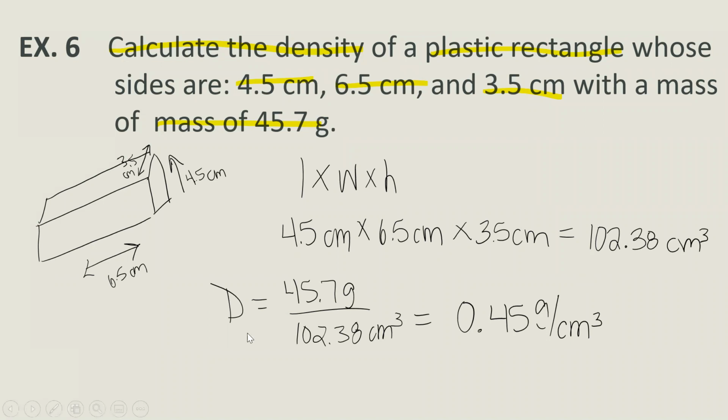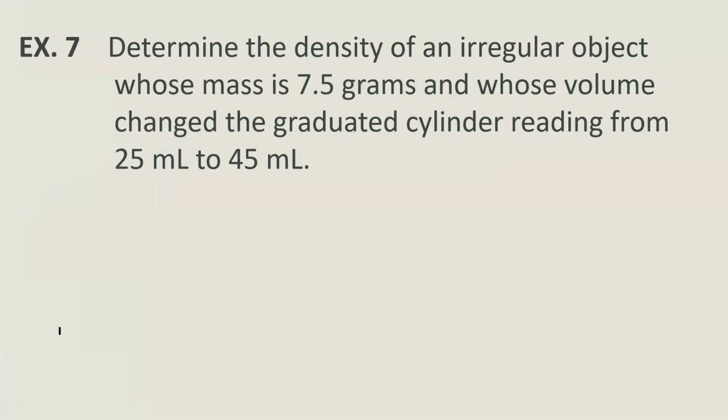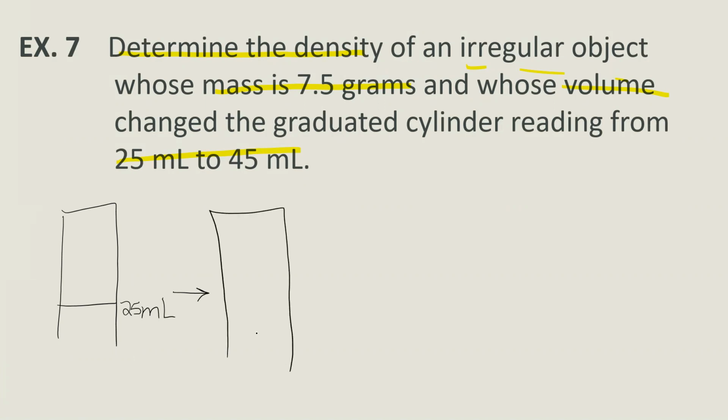All right, now let's try an example using water displacement to find volume. So determine the density of an irregular shaped object whose mass is 7.5 grams and whose volume changed the reading on the graduated cylinder from 25 to 45. Okay, so what does that look like? So if we have a graduated cylinder here, and there's 25 milliliters of water, and then we add their irregular shaped object, let's say it's a random shaped rock.